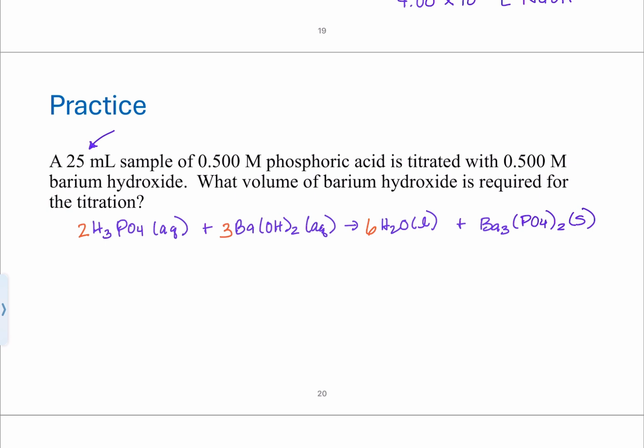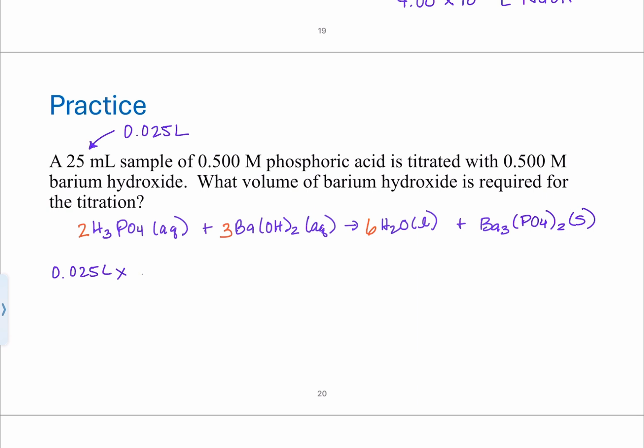So that should be what your balanced equation looks like. The next thing that we're going to do is look at the volume of the sample and the information that we're given. We're given a 25 milliliter sample of 0.5 molar phosphoric acid. So we're going to start with what we're given the most information for, which is phosphoric acid.